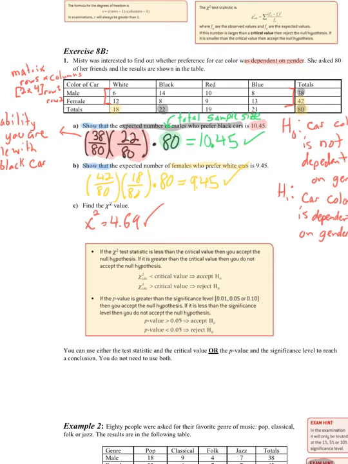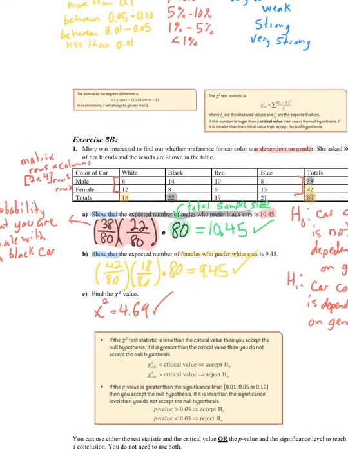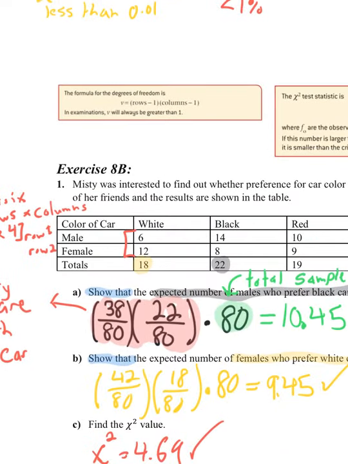Okay. So there are some yellow boxes here from your textbook. Let's talk about those briefly. The first one says the formula for degrees of freedom is you take the number of rows minus 1 times the number of columns minus 1.